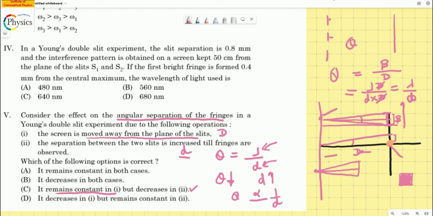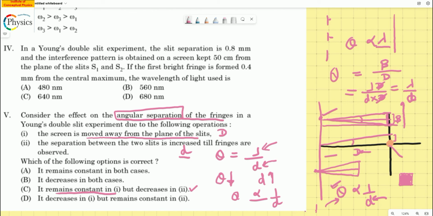So theta is only directly proportional to lambda. You can change the angular separation by changing lambda. You can also change theta, the angular separation, by changing the slit distance. If you decrease the slit distance, the angular separation will go down, right? And vice versa. If you increase slit separation, the angular separation will go up. So it is reverse. If you increase it, this will decrease. If you decrease it, this will increase.